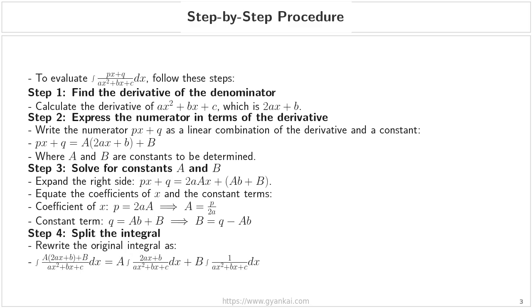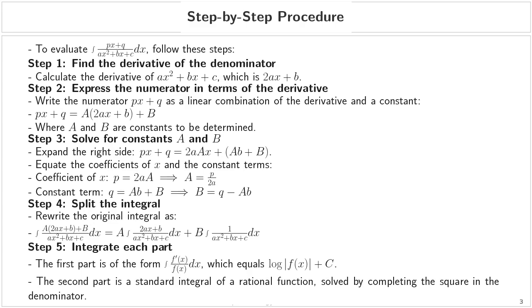Step 4. Split the integral. Now that we know A and B, we can rewrite our original integral. We substitute A and B back into our expression from step 2, and then split the integral into two separate integrals. This gives us the integral of (px plus q) divided by (ax squared plus bx plus c) dx equals A times the integral of (2ax plus b) divided by (ax squared plus bx plus c) dx plus B times the integral of 1 divided by (ax squared plus bx plus c) dx. Step 5. Integrate each part.